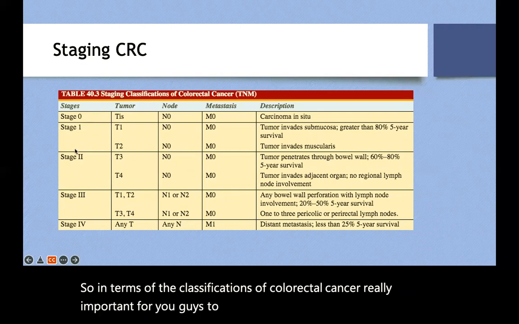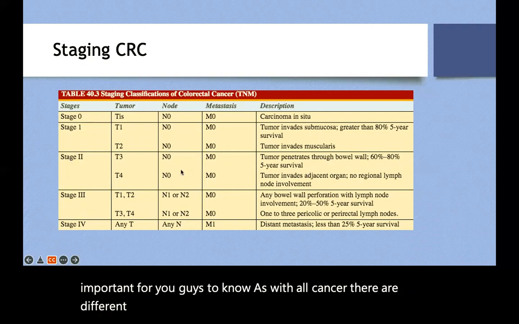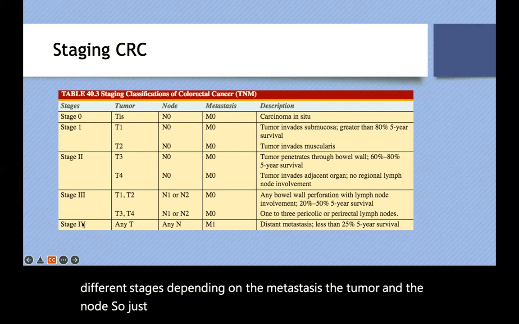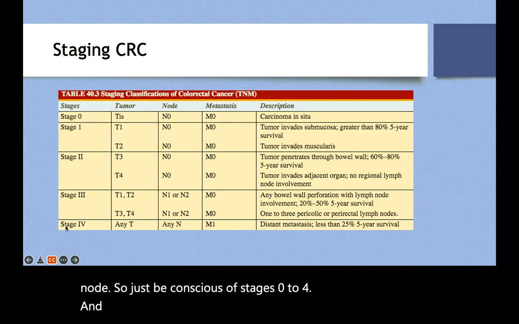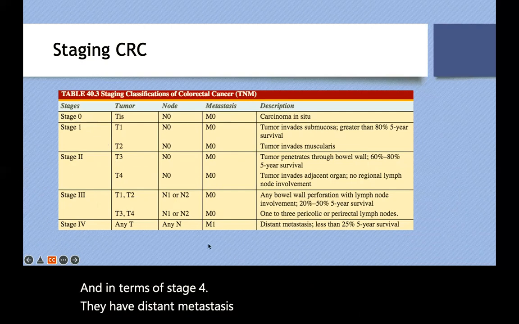As with all cancer, there are different stages depending on the metastasis, the tumor, and the node. So just be conscious of stages 0 to 4. And, in terms of stage 4, they have distant metastasis and they have less than a 5-year survival.